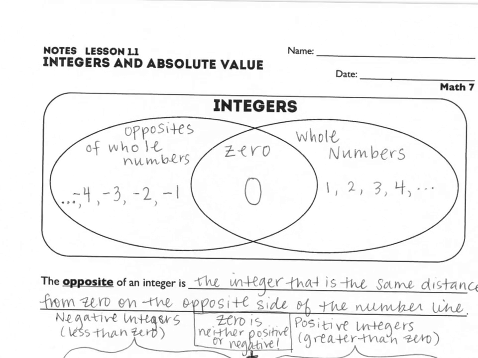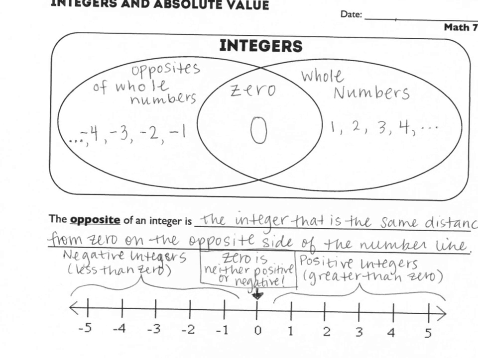Let's take a look at what the opposite of an integer is. The opposite of an integer is the integer that is the same distance from 0 on the opposite side of the number line. So if we had the number 1, the opposite of 1 is going to be -1. The opposite of -2 would be +2. And we can actually see that on a number line.